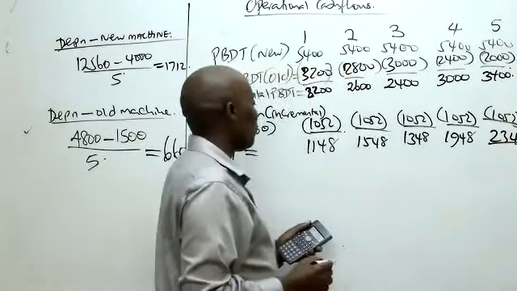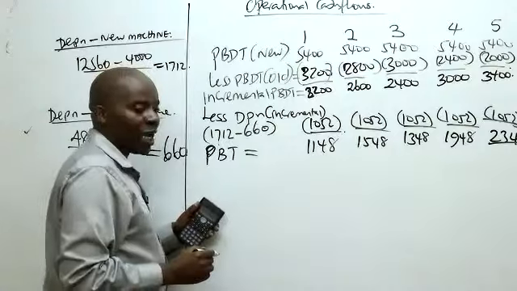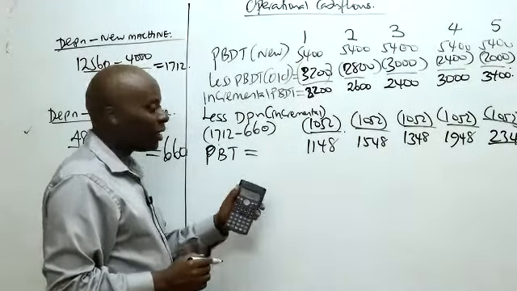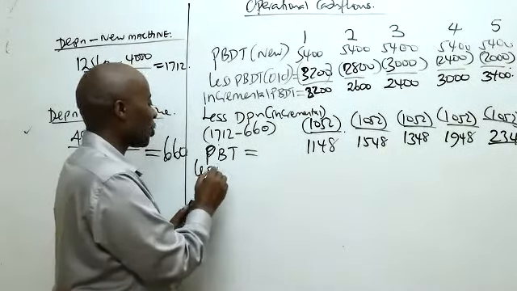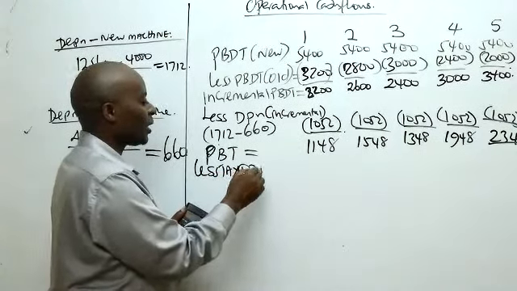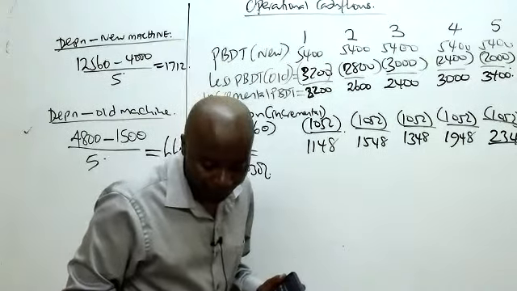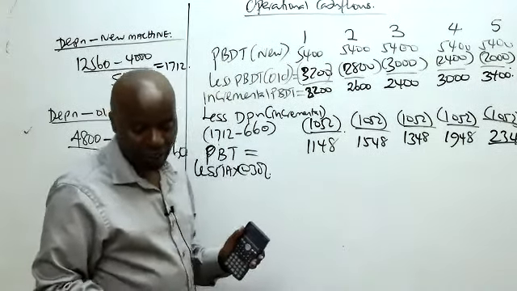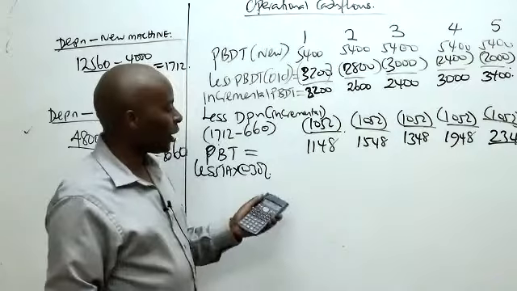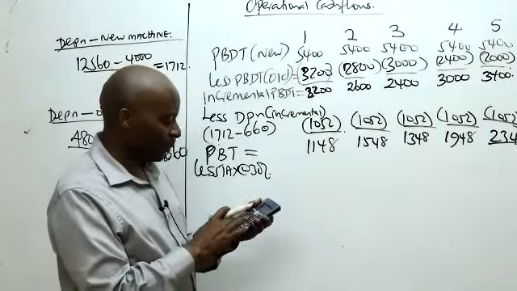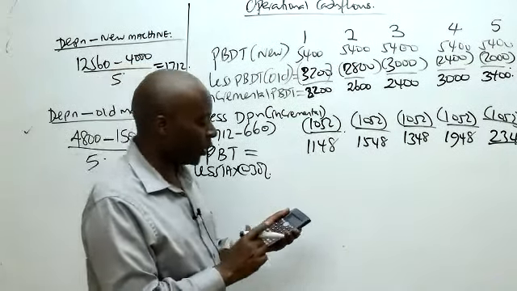Once you have your figures, these are profits before tax. Go ahead and share these to the taxman. So less tax at 30%. The 30% tax rate was given in the note, the last paragraph before the required. So we have times 0.3, the last one.